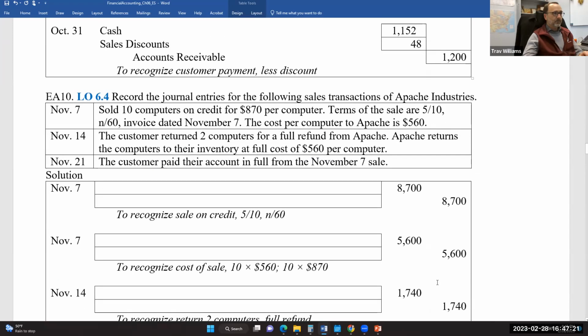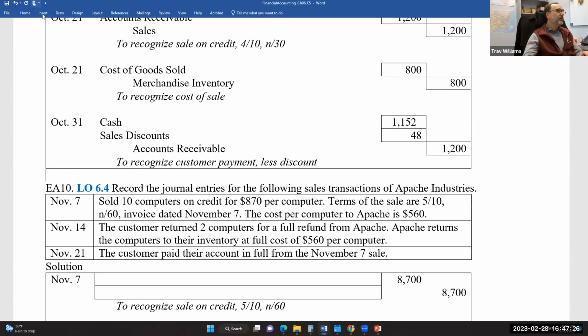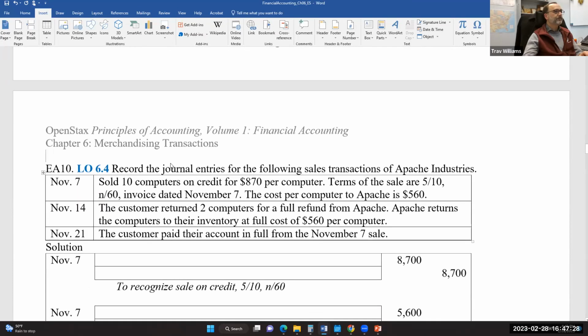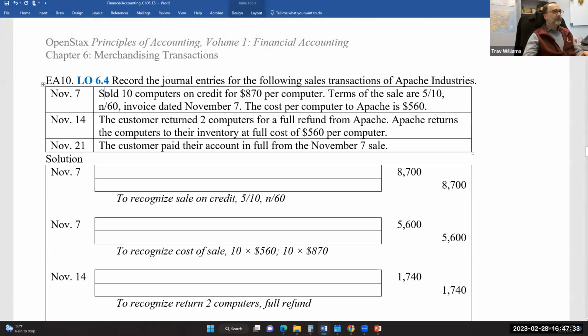All right, so moving on to number 10. Okay, let me try to fit this one on one page here. Okay, we are the seller here. We're selling 10 computers at $870 each. The cost is $560 per computer. Okay, so we've seen this before. It's a sale and the customer is going to pay us later, so it's accounts receivable.